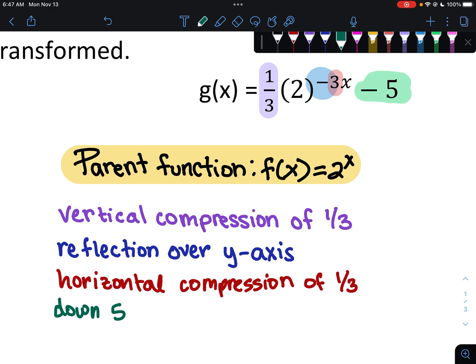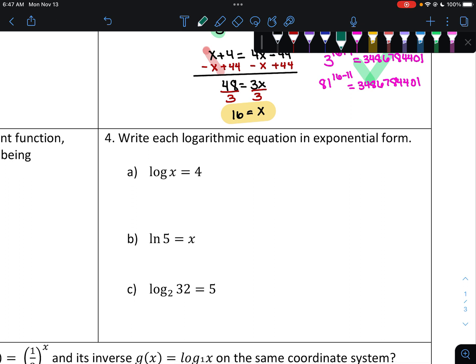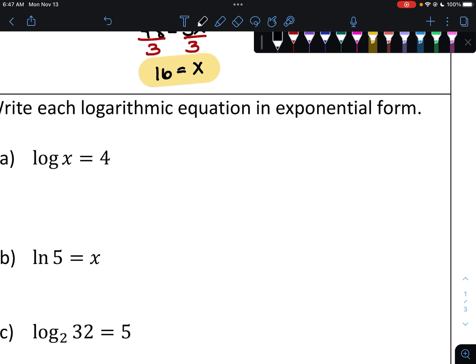Okay, moving on to the next question. It says write each log equation in exponential form. So we're going to go ahead and rewrite these in exponential form. So you do need to know how to convert it. If we have log with a base of a number equal to a power, then it's going to be the base to the power equals the number.